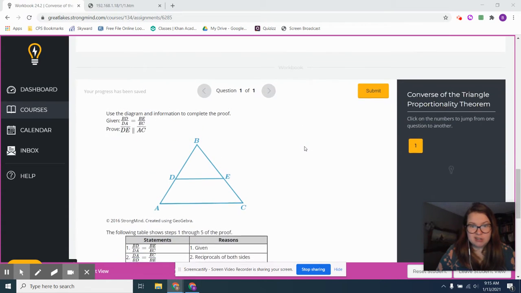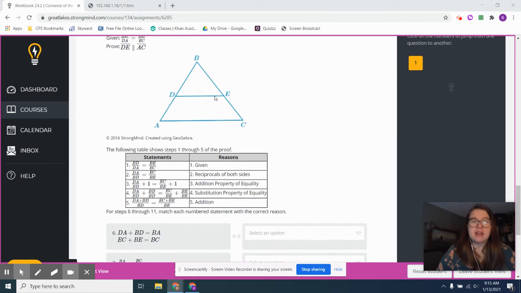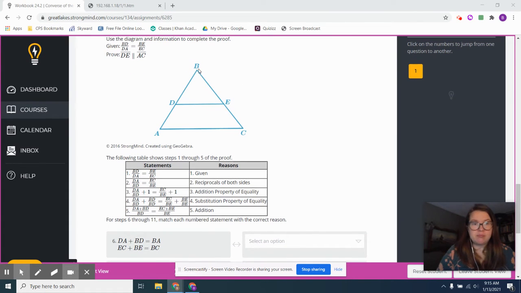Let's just go right to it. We're supposed to do a proof of it. Notice here we have that BD and BE are from the smaller triangle, and then DA and EC are the part of the bigger triangle, and we're supposed to prove that these two lines are parallel. So we start with given, because that's what we always start with. Then we can do the reciprocals of those proportions also. Then we can add them, basically saying this part plus this part equals the whole thing.